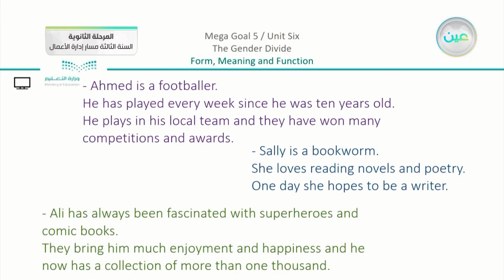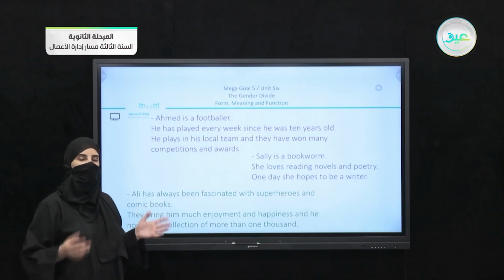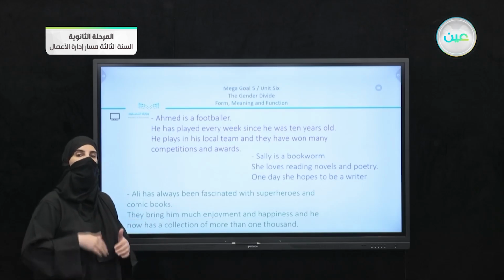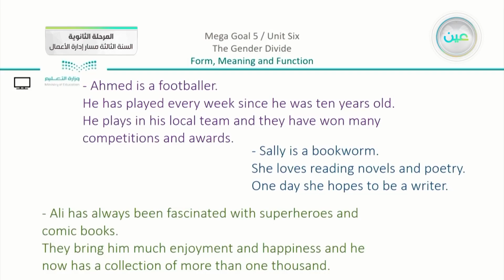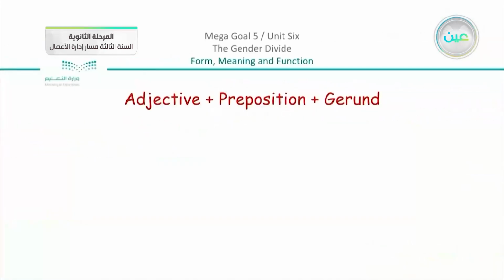Now you can see that we have the words that are connected to different activities, as well as using the present perfect. Now we have here, for example, Ali has always been fascinated. Or at the very beginning, he has played every week since he was 10 years old. Now you can apply the same idea. There is also another form that you can apply.